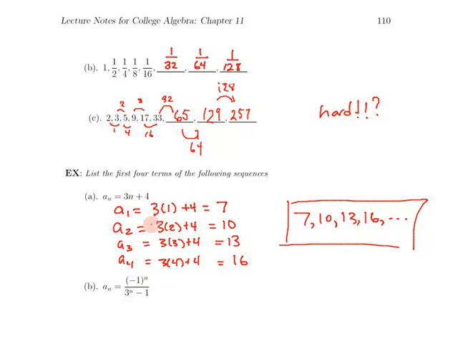Let's do the next one. Again, finding the first 4 terms. So a sub 1 would be negative 1 to the first power over 3 to the first power minus 1, or negative 1 to the first is negative 1 over 3 minus 1, which is 2, so negative 1/2. A sub 2 would be negative 1 to the second power over 3 squared minus 1, which is a positive 1 over 9 minus 1, which is 8.